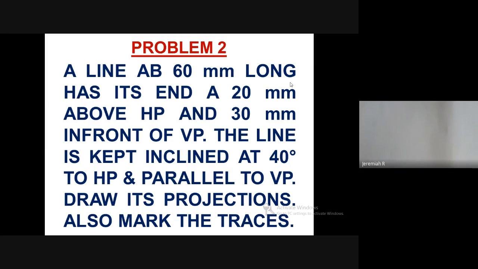Draw its projections. Also mark the traces. The line AB is 60 mm long. Its end A is 20 mm above HP and 30 mm in front of VP. The line is kept inclined at 40 degrees to HP and parallel to VP. So draw its projections and also mark the traces.